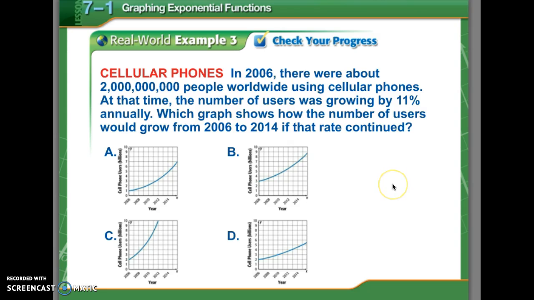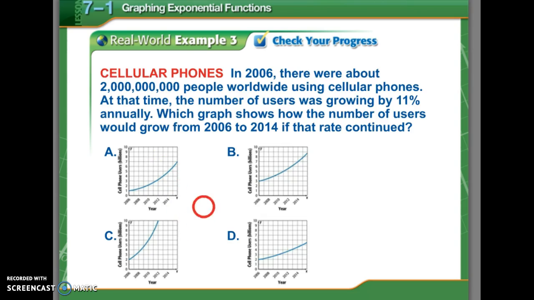Okay, so here's a check your progress problem, pretty much the same concept. Pause the video as long as you need, and when you have your answer, go on to the next screen. Okay, our answer this time is D.